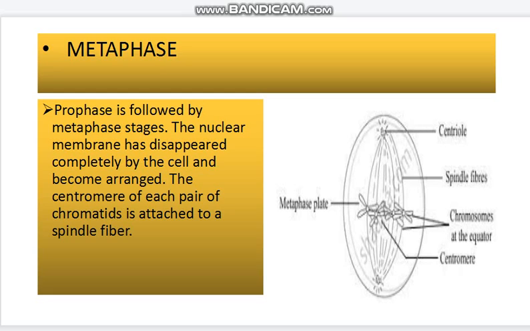The centromere of each pair of chromatids is attached to the spindle fibers. The spindle fibers are like the fibers that are around the cell. The chromatids attach themselves to the spindle fibers and align themselves at the center. This is the process of metaphase.